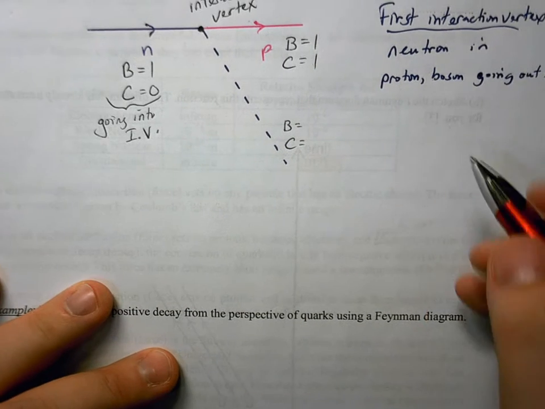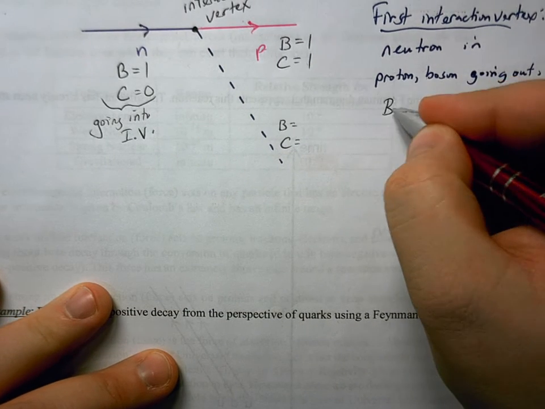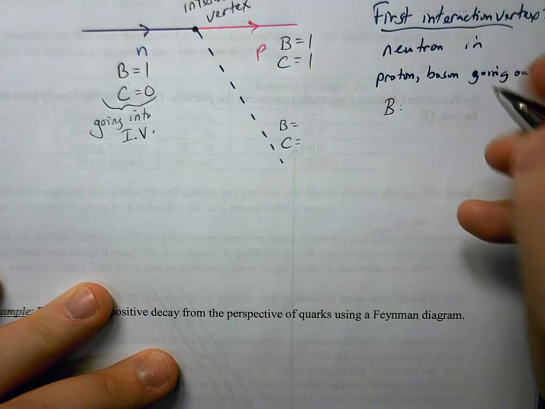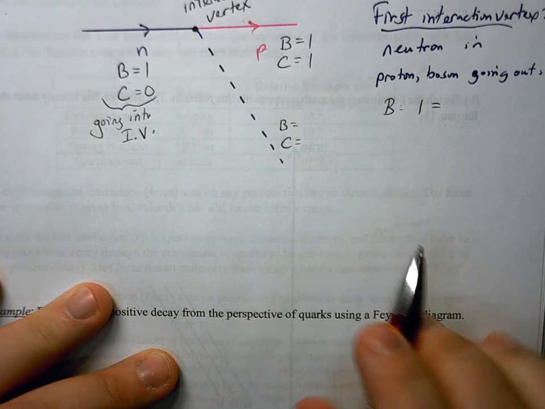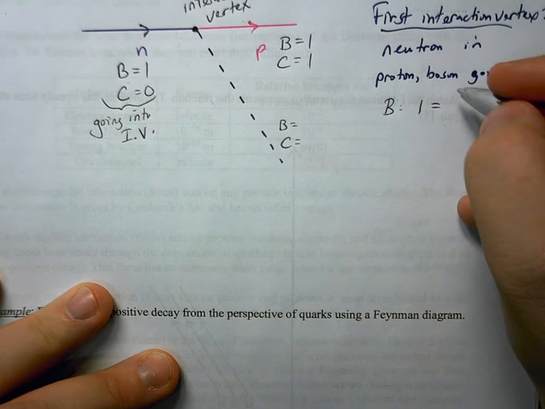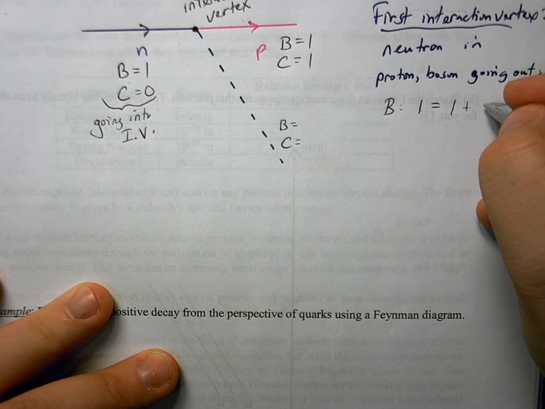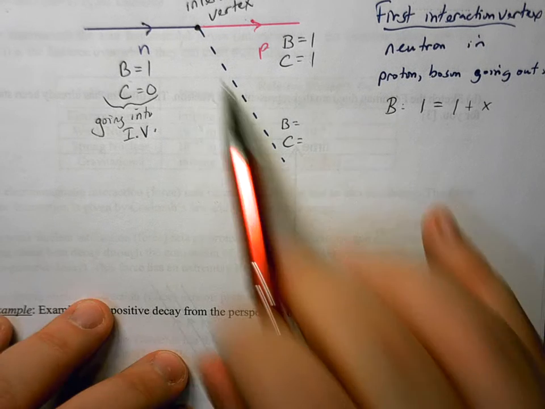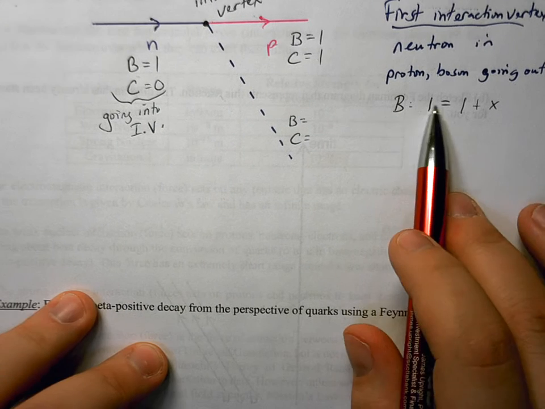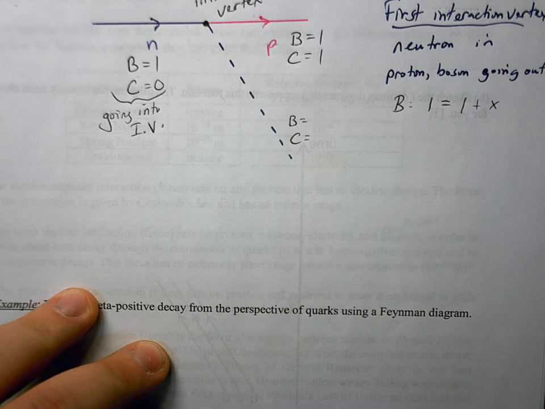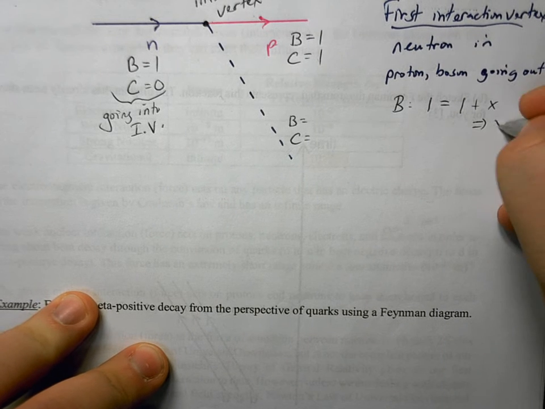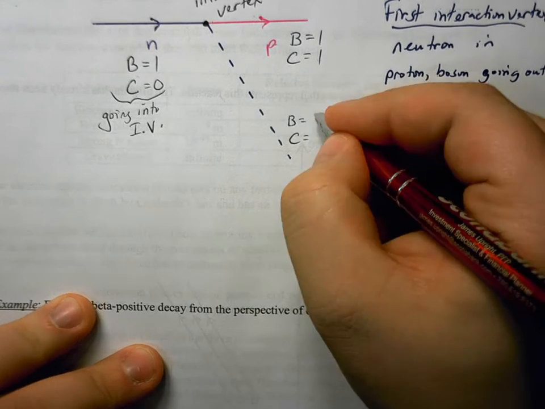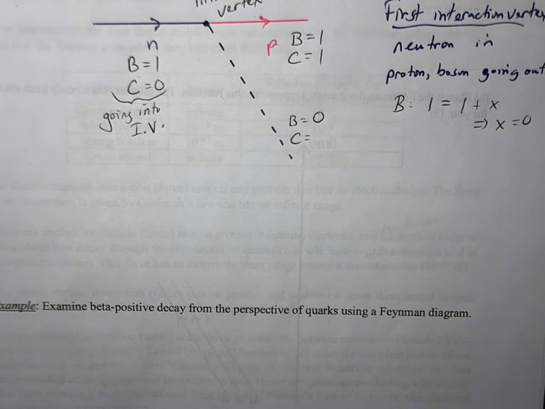So in terms of the first interaction vertex, I have a baryon number of 1 going in, and then I have a baryon number of 1 with the proton plus this unknown baryon number of this boson. Well, 1 equals 1 plus, the unknown here is going to be 0. So this boson is going to have a baryon number of 0.